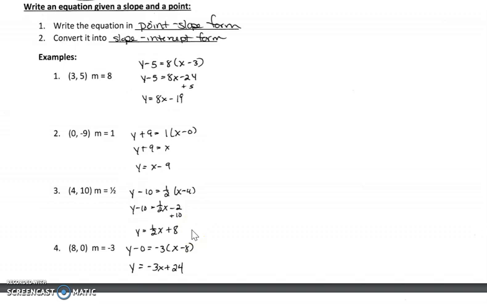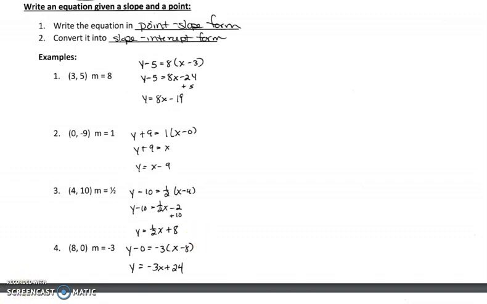And again, one last example where you have another 0 in there. 8 comma 0, m is equal to negative 3. Y minus 0, because that's your y value, is equal to negative 3, your slope, times x minus 8. Distribute the negative 3, so negative 3x plus 24, right? Negative 3 times negative 8 is a positive 24. And the left side just becomes y, because y minus 0 is just y.